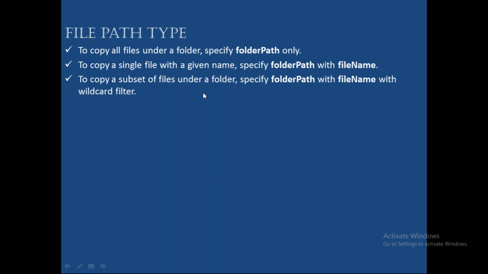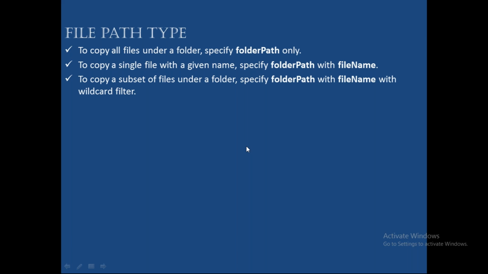Next, to copy a subset of files under a folder, you have multiple files in a folder. For example, sales_orders, sales_US, sales_India, sales_Australia. So you have something like this. Next, orders_US, orders_India, something like that we have. Now I want to move all the sales files. That is the subset. You have sales files in a folder, and we have orders files in the folder. Now you want to take some subset.